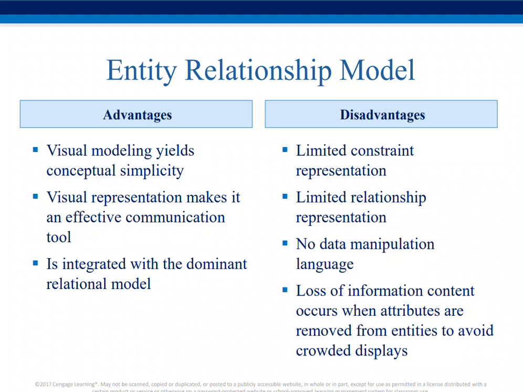Disadvantage, limited constraint representation. Okay, kita tidak ada constraint dekat visual tu. And then limited relationship representation also. No data manipulation language. And loss of information content occurs when attributes are removed from entities to avoid crowded displays. Of course lah, dekat ER model tu kita tak senaraikan attribute, kita cuma ada entity dengan relationship sahaja.